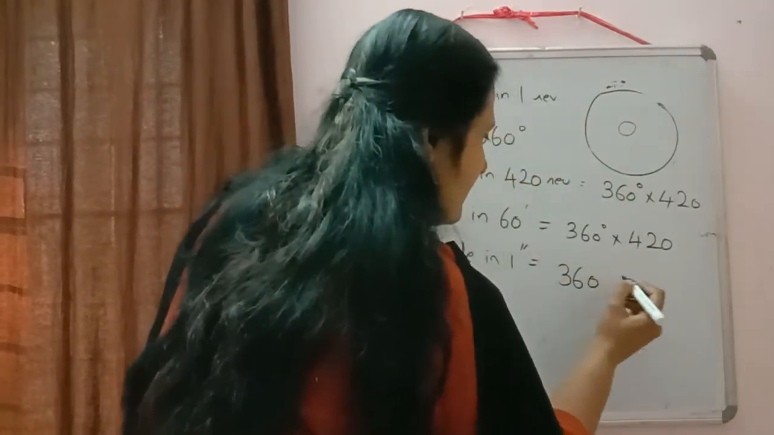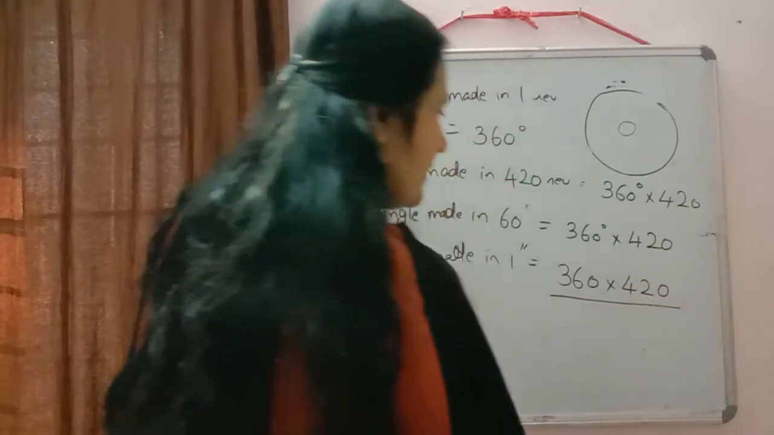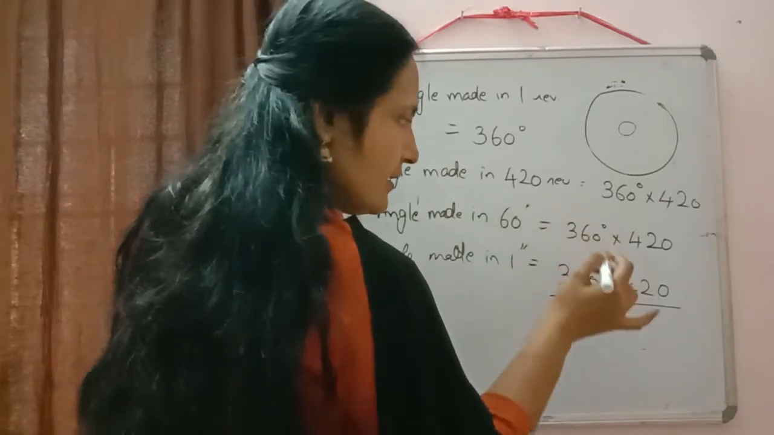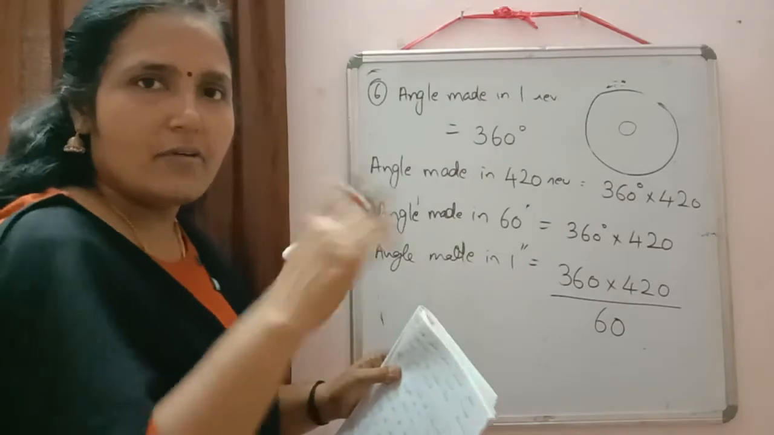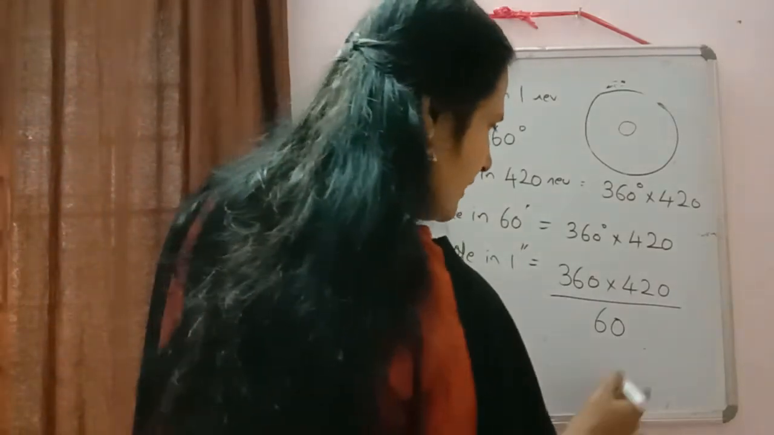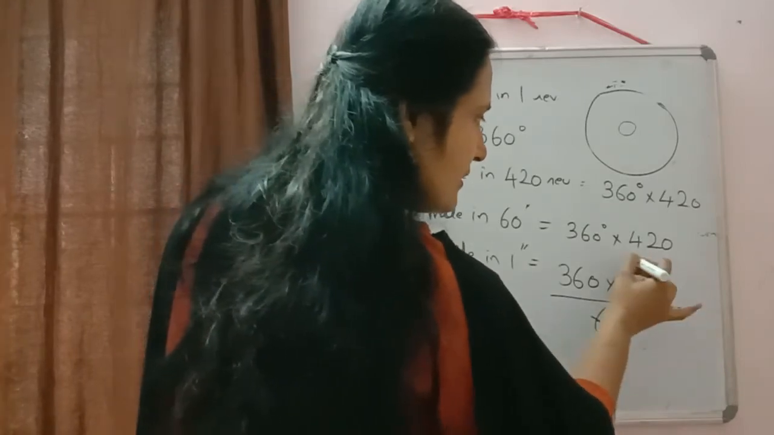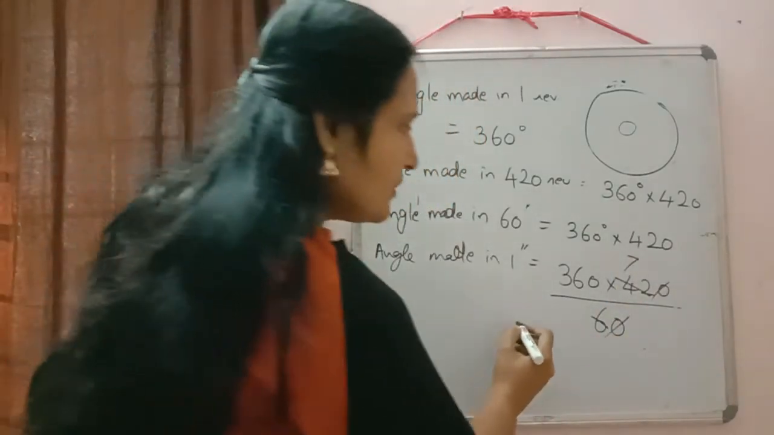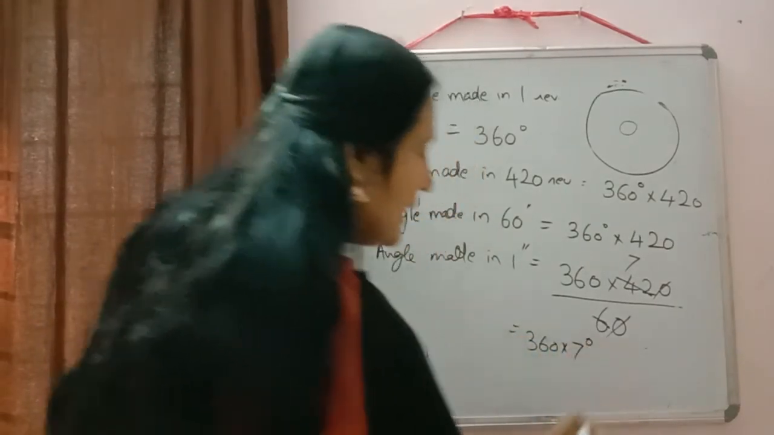360 into 420 by 60. Correct? Now what we will do? We will cancel the terms there. 0 and 0 will get cancelled. 6 sevens are 42. So it will be equal to 360 into 7 degree.